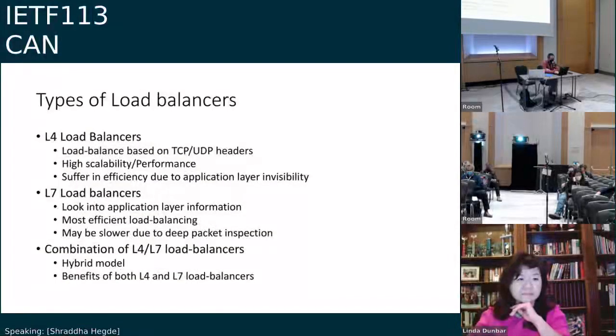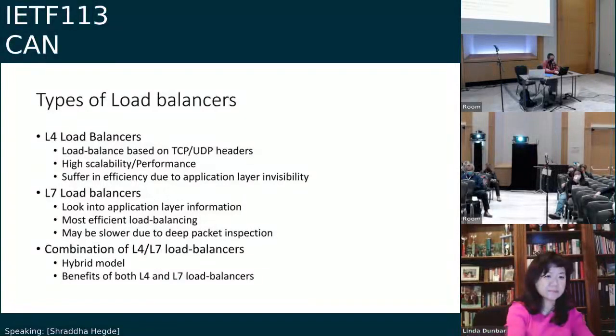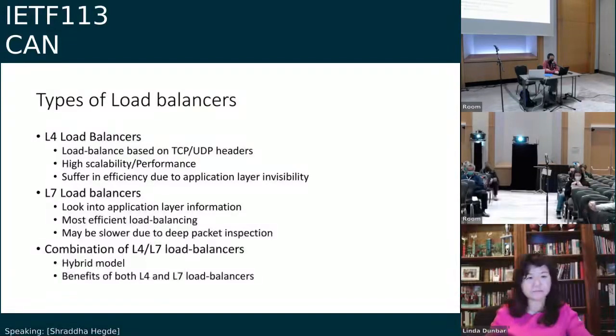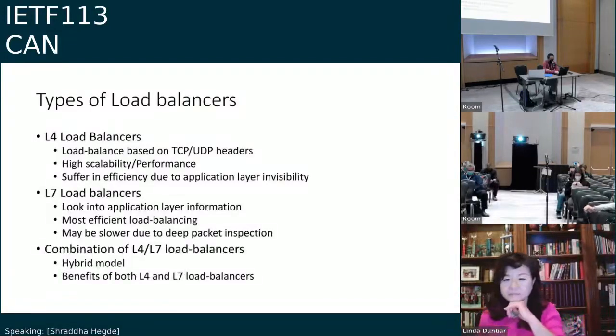There is also a hybrid model that many solutions provide, a mix of L4 and L7 load balancers. There's a first level of L4 load balancer, which load balances based on TCP and UDP headers, and then there is an L7 load balancer that will further load balance based on application layer information. So this is also an existing solution that's available with the load balancers. Next slide, please.